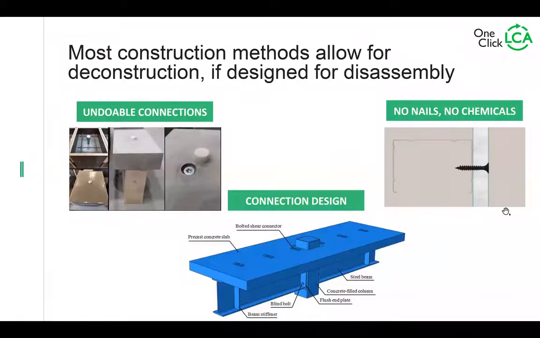So when you choose your construction method, please do consider deconstructibility and design it for disassembly. So make sure you will have undoable connections. They need to be specified, they need to be designed, and they need to be implemented. And you can't just pour screed on top of this one, like you need to put a cork or something else so you can access the connection later.